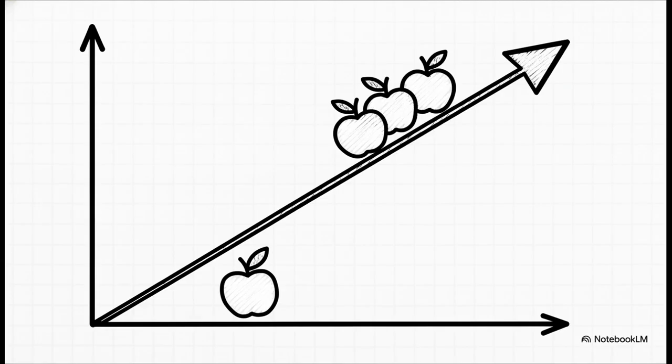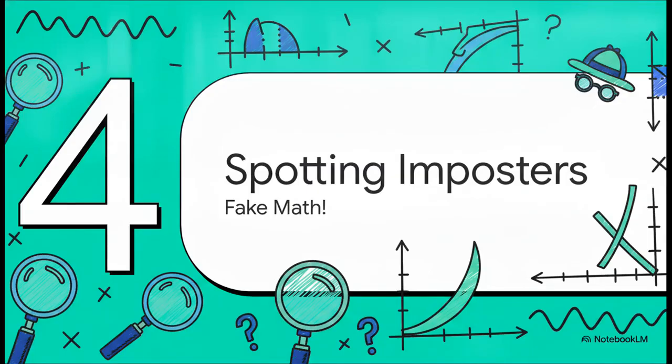And finally, the graph will always feature the point (1, r), where r is our unit rate. So for us, that line is going to pass right through the coordinates (1, 1.75). Next up, Section 4, spotting the imposter.